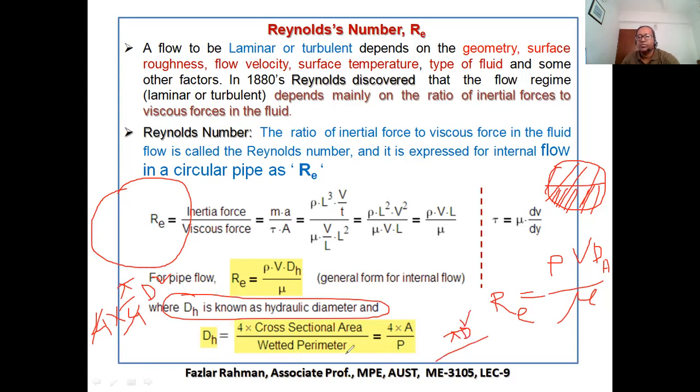Then weighted perimeter. Weighted perimeter means if this pipe is full, then this much length will get weighted. What is the length? Pi d, 2 pi r or pi d. So I'm saying only pi d. So resultant you are getting directly d. In case it's half flow, then weighted length will be from here to here, the length of this half circle, only pi r. So just remember this formula, hydraulic diameter equal to 4 into cross-sectional area divided by weighted perimeter.